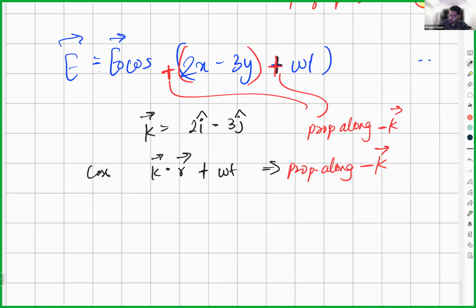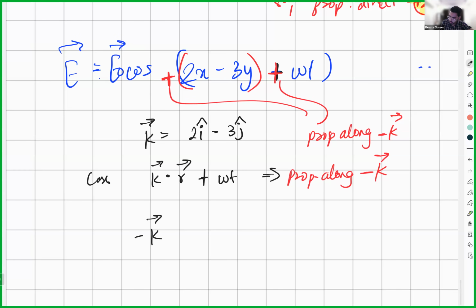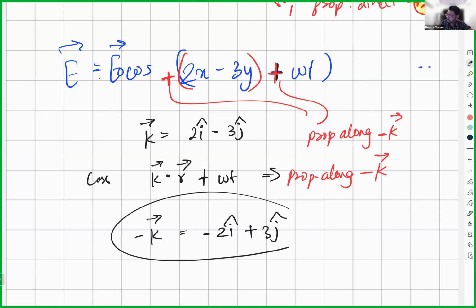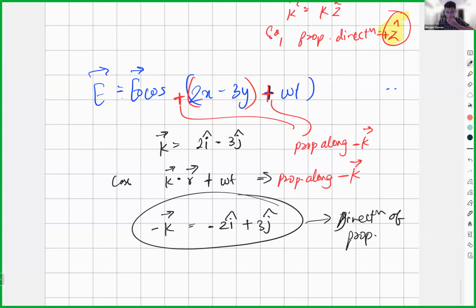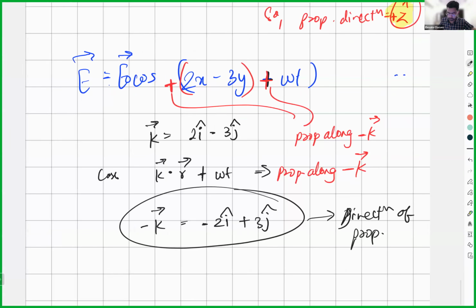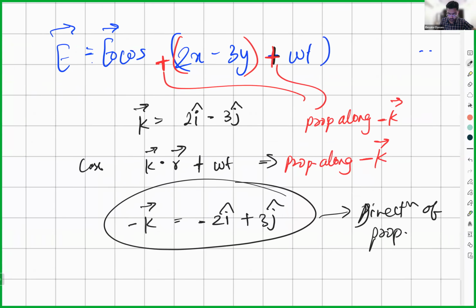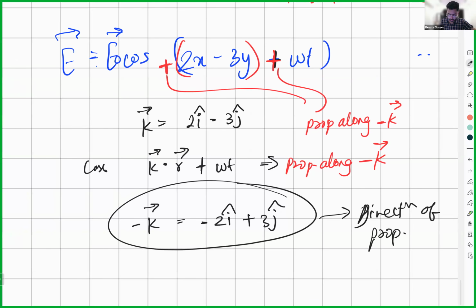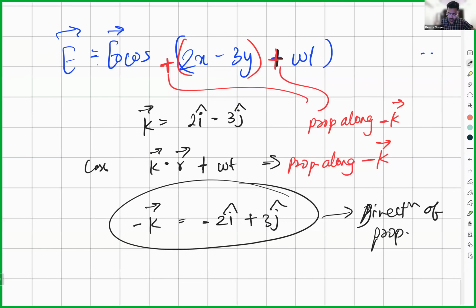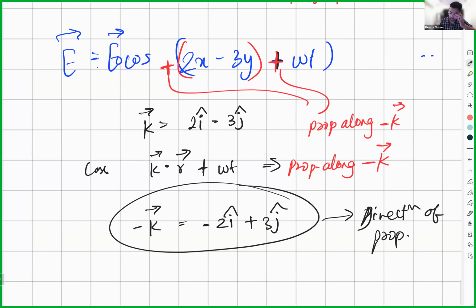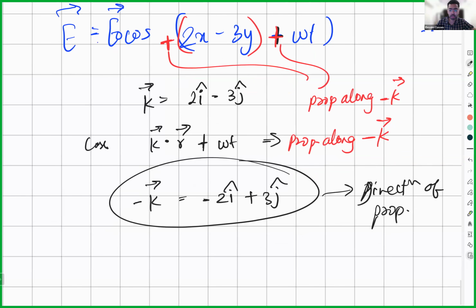So what is the direction of minus k vector? It's minus 2i cap plus 3j cap. So this will be the direction of propagation. Okay. Now just follow this convention and you'll get the correct answer for the direction of propagation. Okay. So these were the examples of direction of propagation.